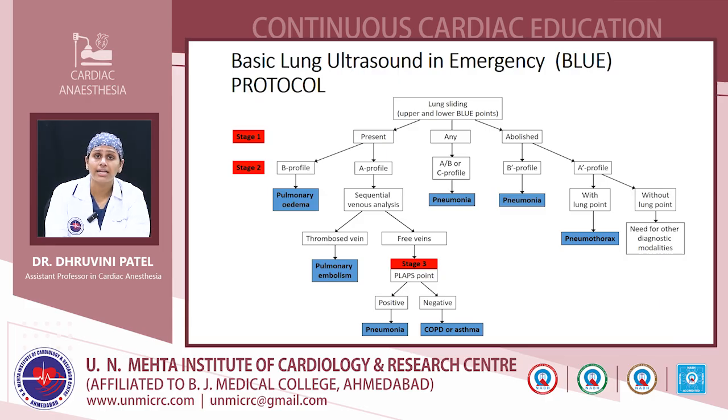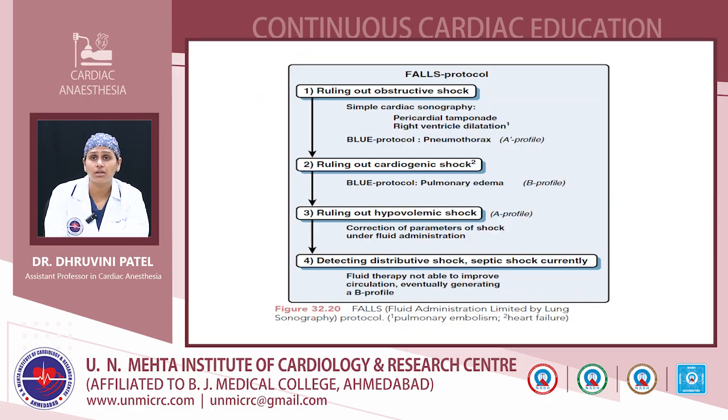If lung sliding is absent or present with A and B or C profile, then it's pneumonia. And if lung sliding is abolished and there is a B profile, there is pneumonia. If lung sliding is abolished with an A profile and a lung point, then it's a diagnosis of pneumothorax. And if lung sliding is abolished with an A profile and without a lung point, then go for another diagnostic modality.